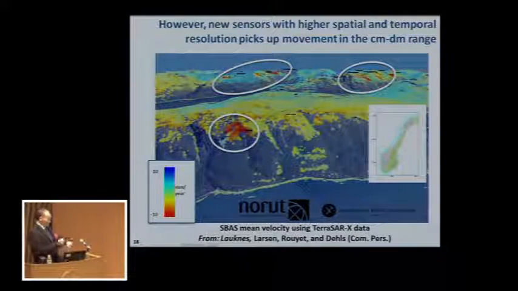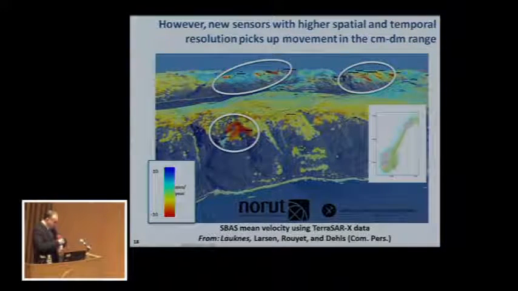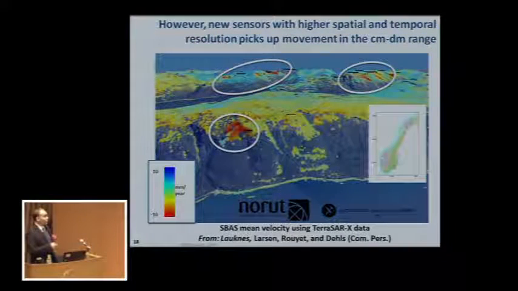Here you have an example coming from Norway, where they have a lot of problems with huge landslides and rock slides. And this is, you see, the movement downward, negative, from the direction of the satellite.